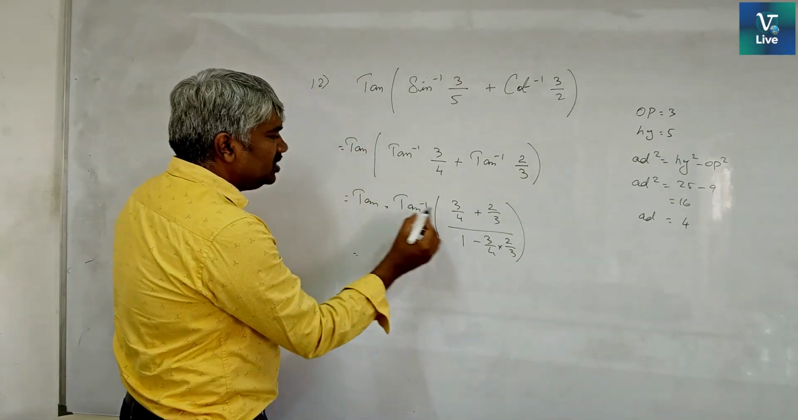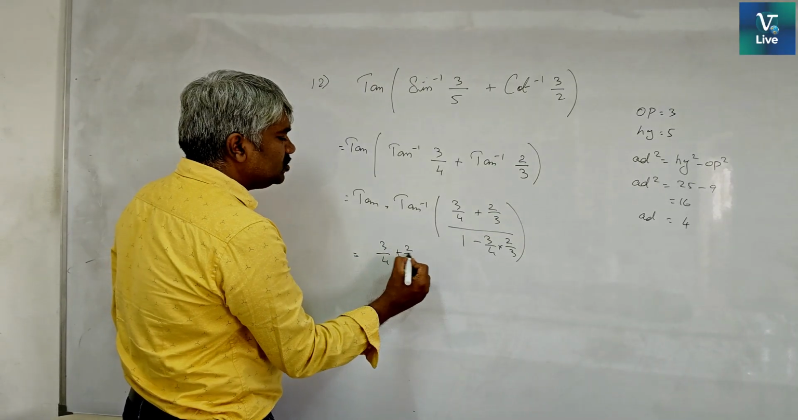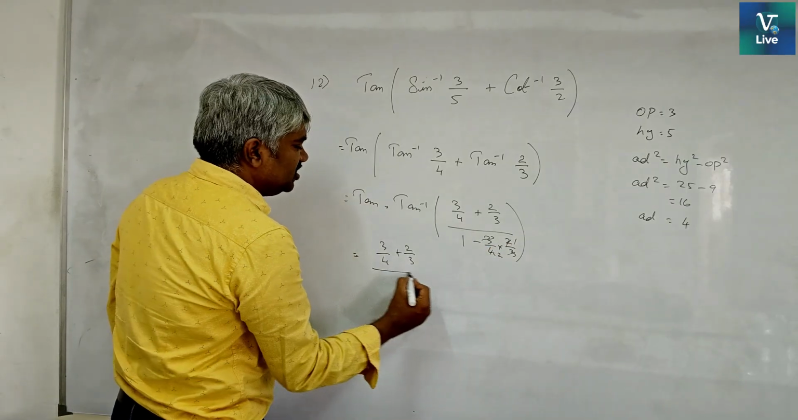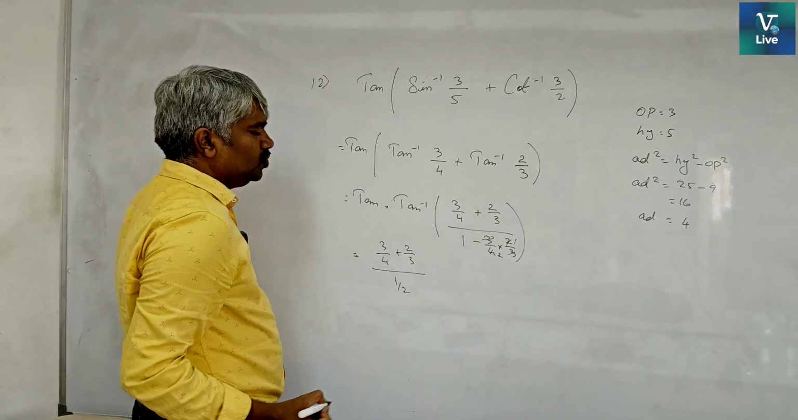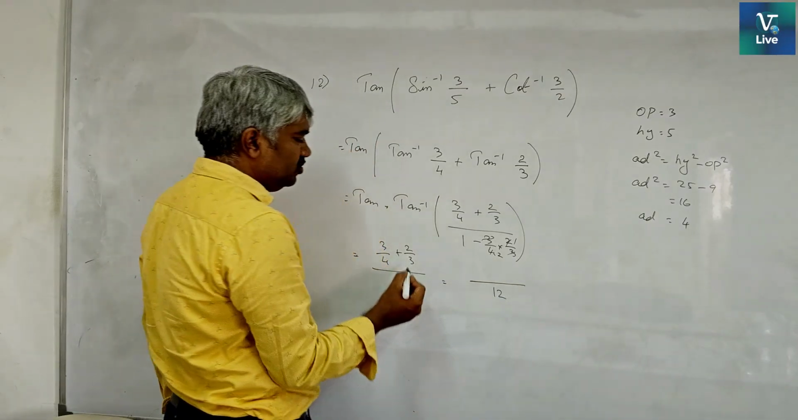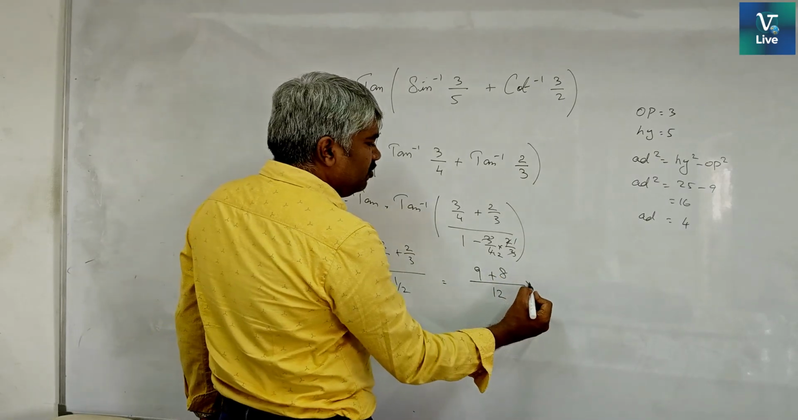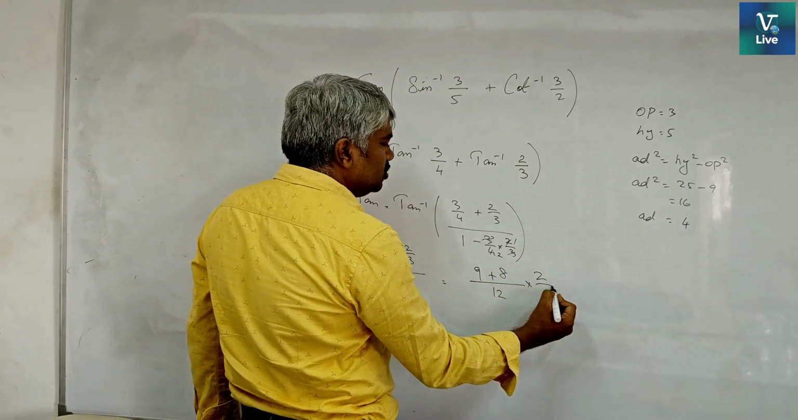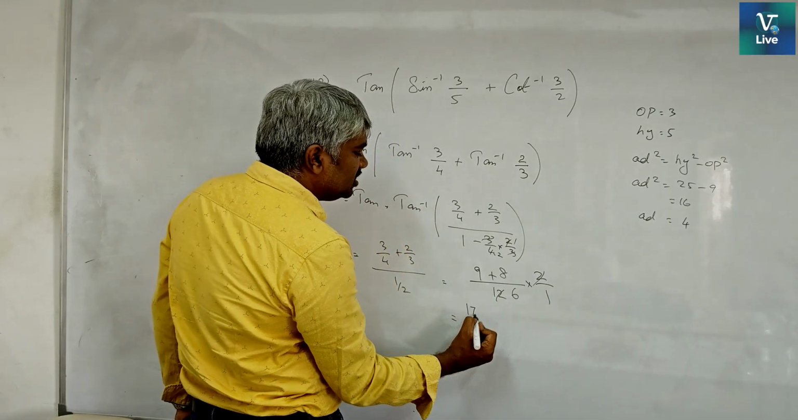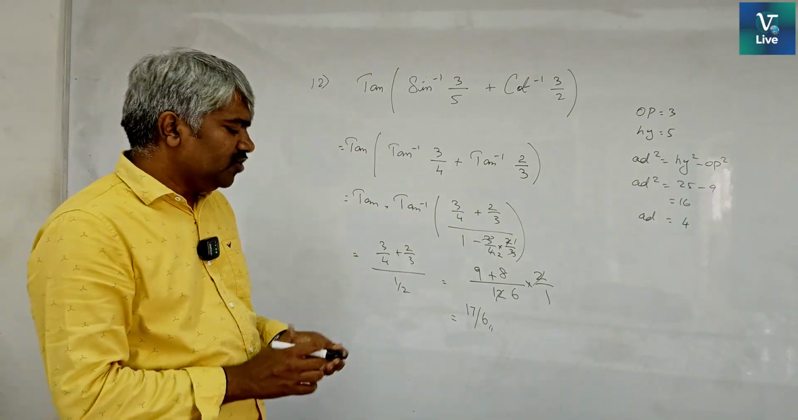So tan and tan inverse cancel, and we get 3 by 4 plus 2 by 3 over 1 minus 1 by 2. Now you can take the LCM of this. 4 3s are 12, so 3 3s are 9 and 4 2s are 8. When 1 by 2 comes up, it becomes 2 by 1, which is 6. So your answer is 17 by 6, which is the solution for this problem.